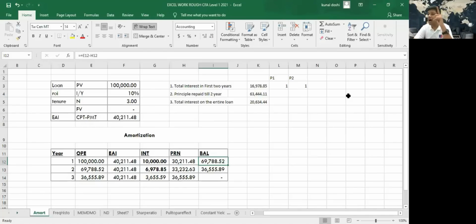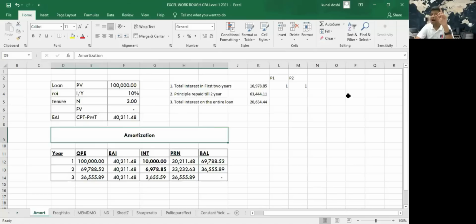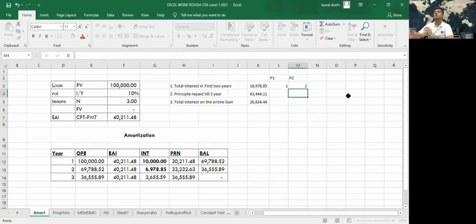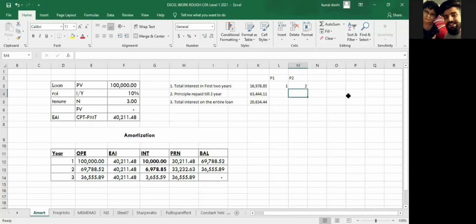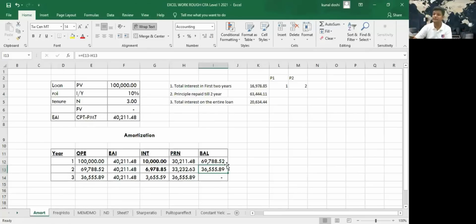So your P1 now you're going to put 1, but your P2 you will put as 2. P2, press 2 and enter. Correct? And then you press down arrow key. Just tell me what you get. Balance. And your balance must be 36,555. Yes. Again, you press down arrow key, you'll get the principal repaid, which will be total of the first two, which is 63,444, right?